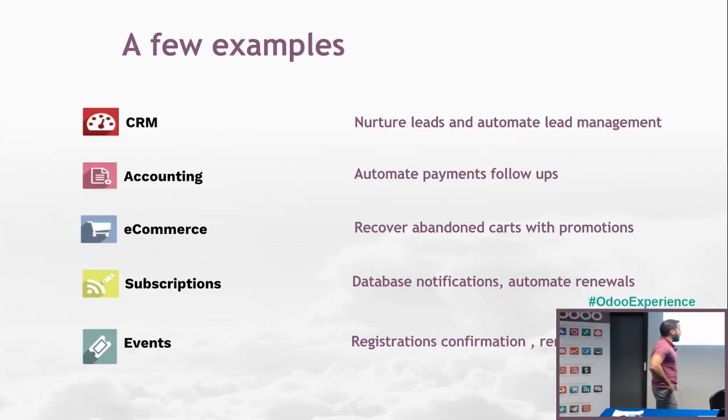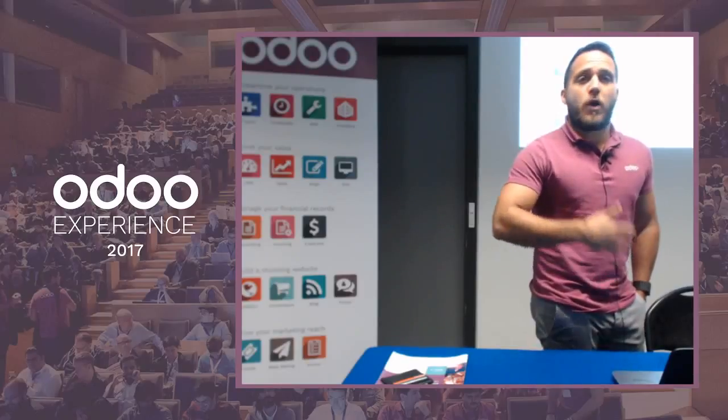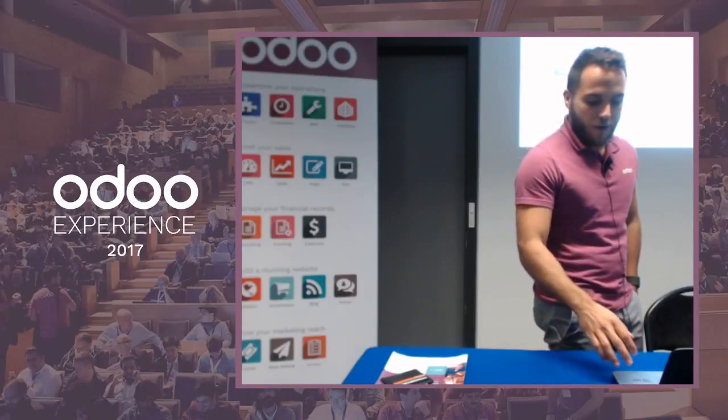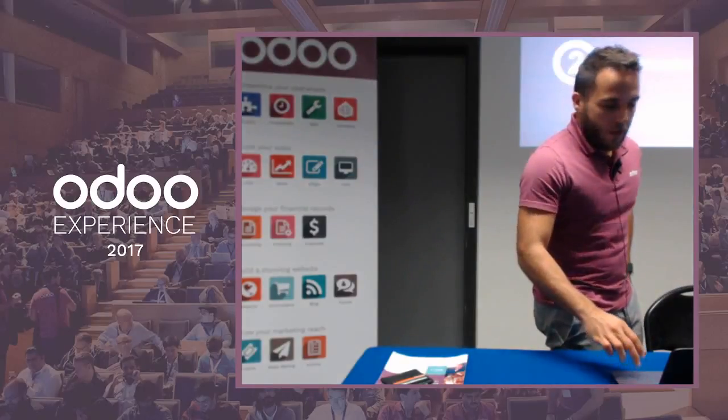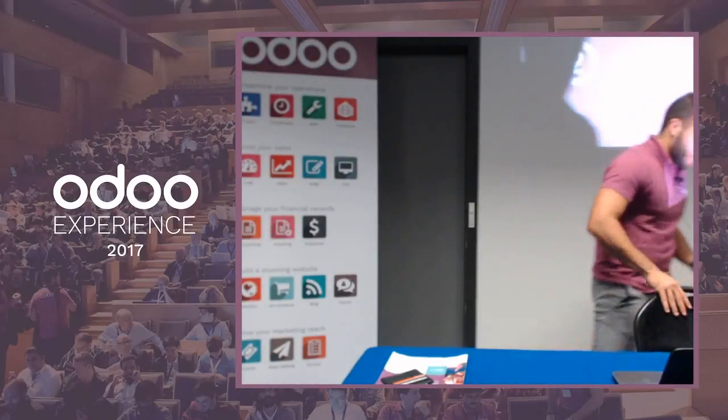And for events also, you can use marketing automation to automate registration confirmation, reminders, follow-up, etc. You can use it also for projects, for timesheets, for the app desk. It's a non-exhaustive list. Okay, so now let's go straight to the demo.